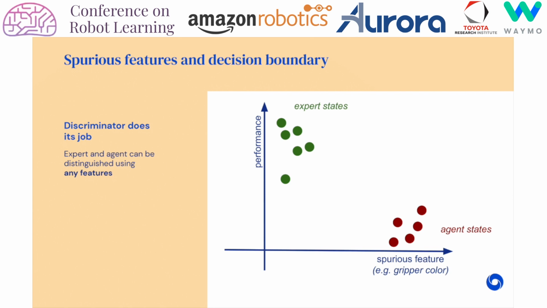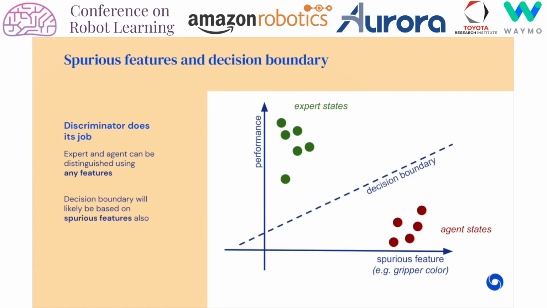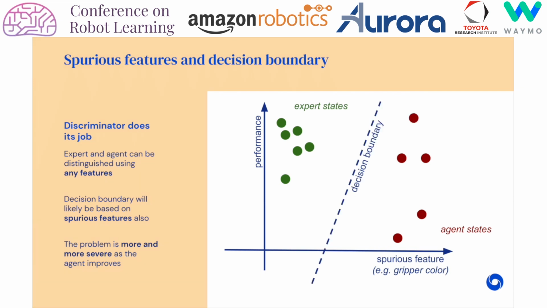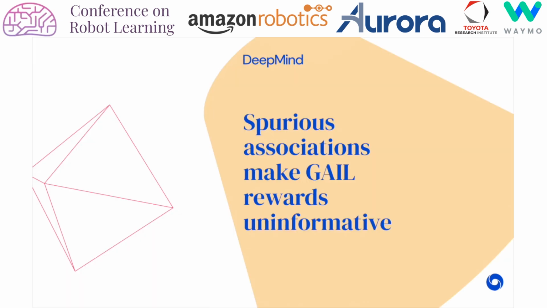It means that the plot I showed you before is overly simplistic. And in practice, it looks more like here, where a decision boundary is based not only on behavior-based features, but also, potentially, some spurious features like color of the gripper. In the beginning, it's not a very big deal, but when the agent improves, our problem is getting more severe. Finally, spurious features may be actually more reliable as the indicator of being an agent or expert. That led us to the first takeaway message, which is spurious associations may make GAIL rewards uninformative.